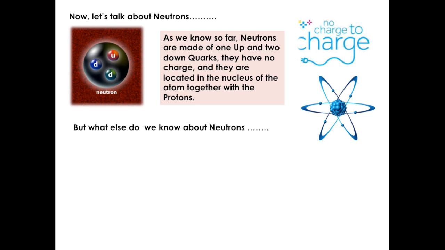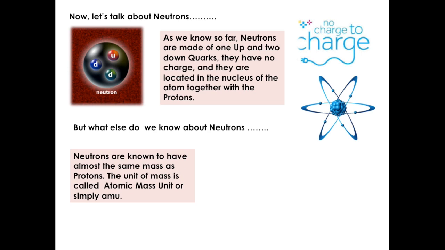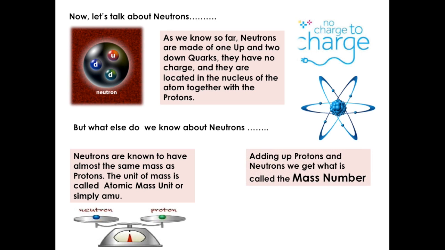But what else do we know about neutrons? Neutrons are known to have almost the same mass as protons. The unit of mass is called atomic mass unit, or simply AMU. Adding up protons and neutrons, we get what is called the mass number.